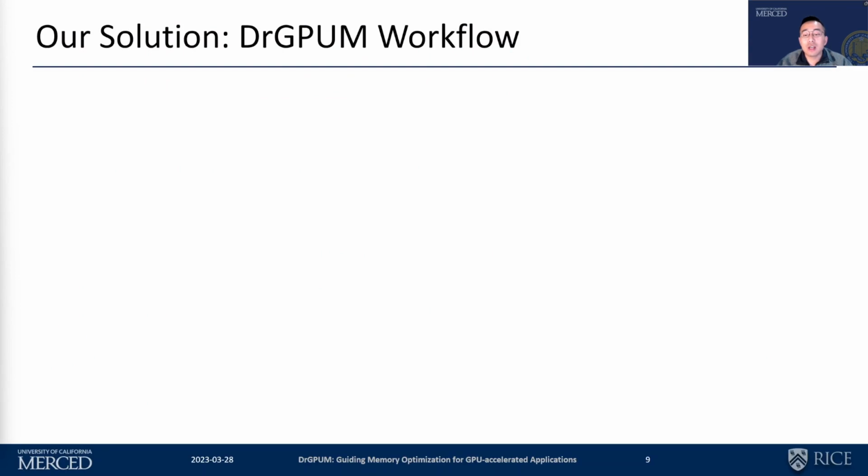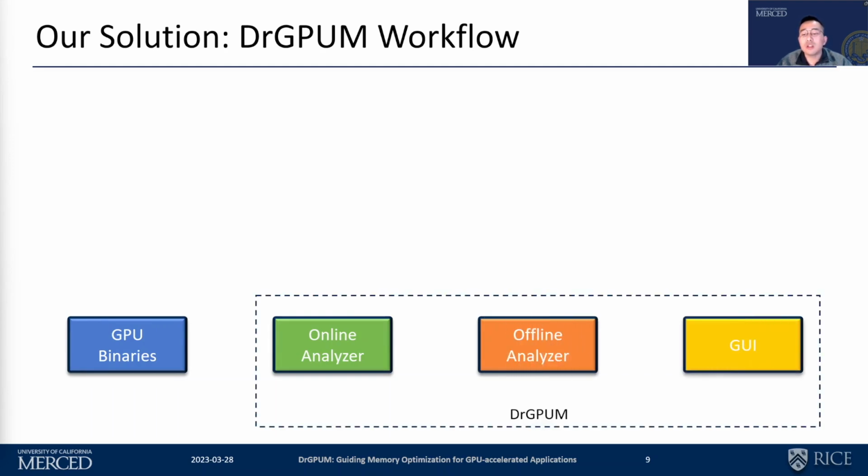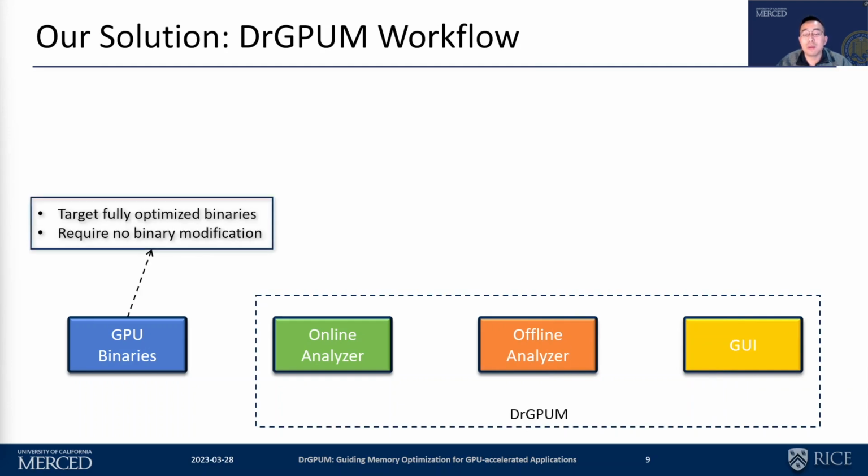To detect the aforementioned memory inefficiencies, we propose DrGPUM. DrGPUM takes the GPU binaries as input and includes 3 components: an online analyzer, an offline analyzer, and a GUI. DrGPUM targets fully optimized, unmodified GPU binaries.